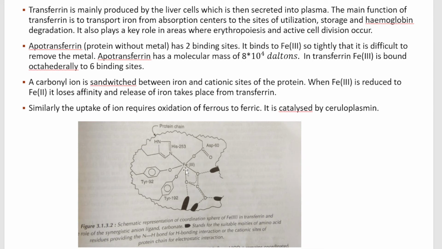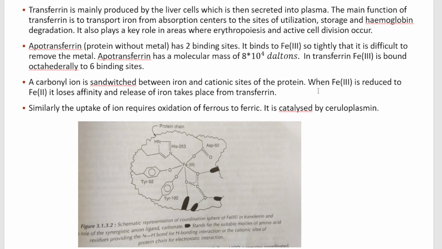You can see that Fe3+ is present in the center, and surrounding it is this apotransferrin sheath, and this Fe3+ is bound having 6 binding sites: 1, 2, 3, 4, 5, and 6. Okay, and the carbonate ion is sandwiched between the iron and cationic sites of the protein. So you can see there's a carbonate ion here. Here also there's a carbonate group that is present. Okay, so this group is sandwiched between this iron atom and these cationic sites of the protein.